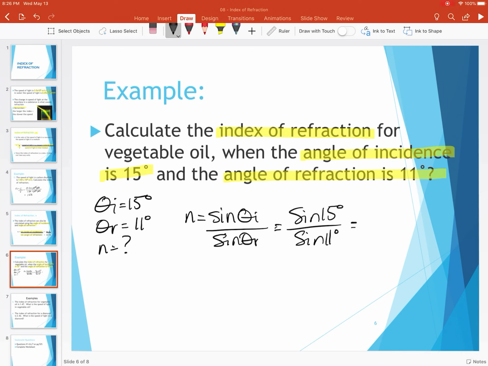So again, when I type that into the calculator, sine 15 is going to give me 0.2588, and sine 11 is going to give me 0.1908. And when I make that final division, I end up with 1.36. Okay, so that will give me my index for vegetable oil as 1.36.